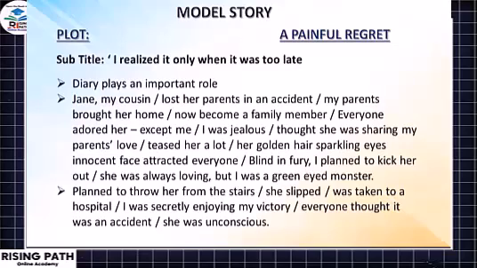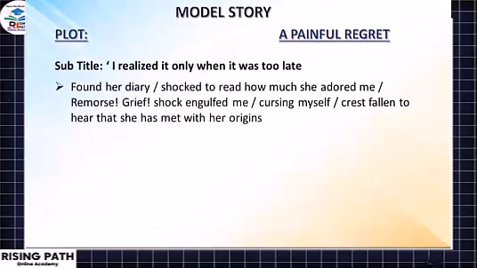So this is again a very popular topic of the English language class, that is a painful regret, and the subtitle is also there. So you can see how the plot is written in just phrases. So this is just a rough sketch, and the main idea of this story. So if the plot is strong, then your story, your narrative is going to score A-star.